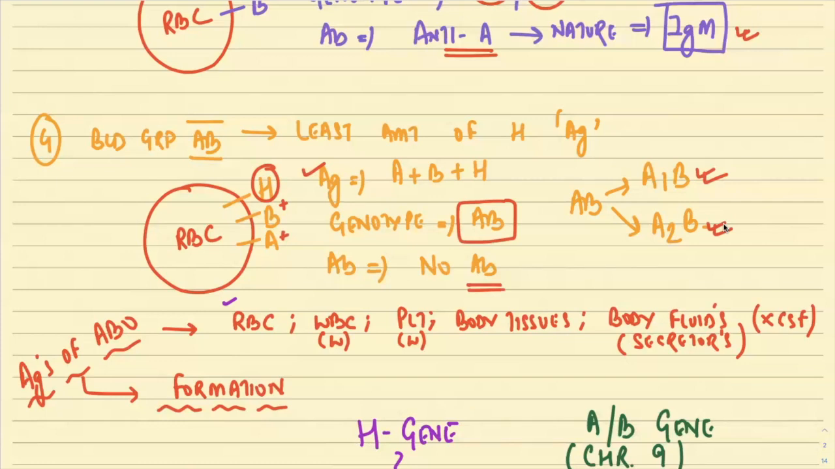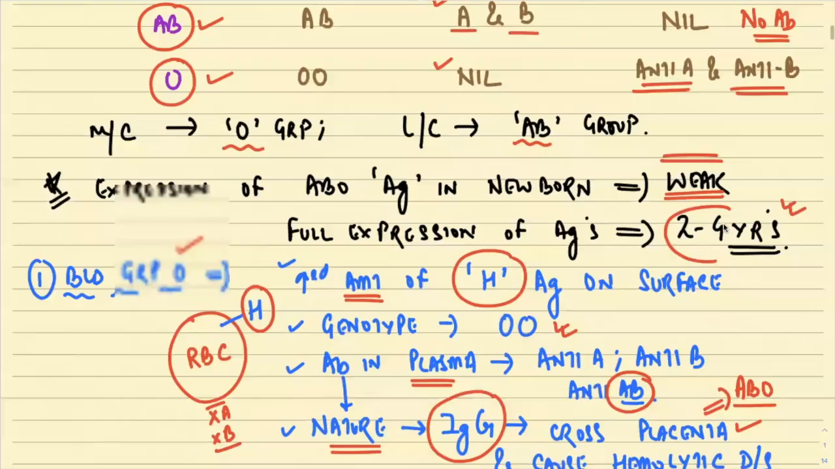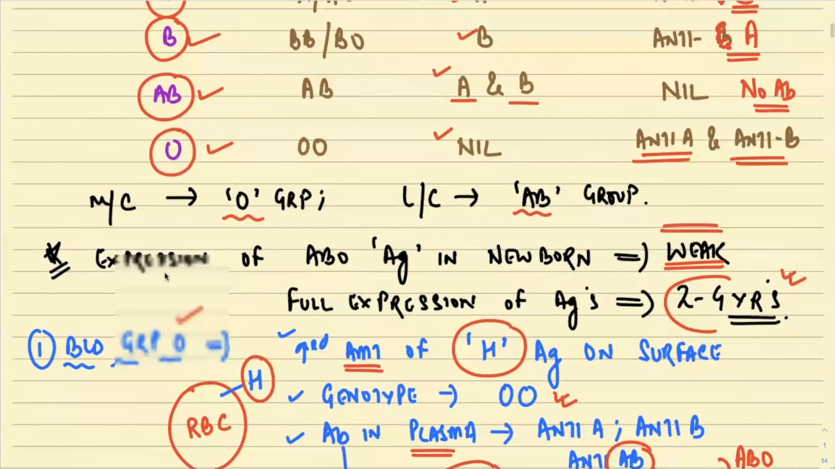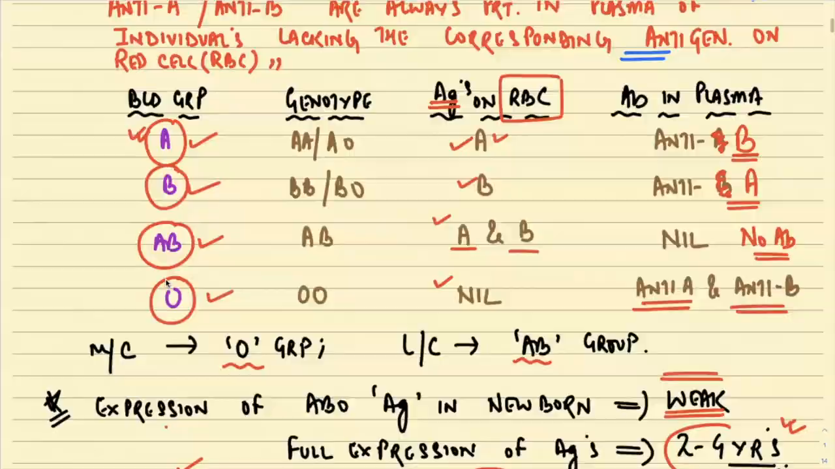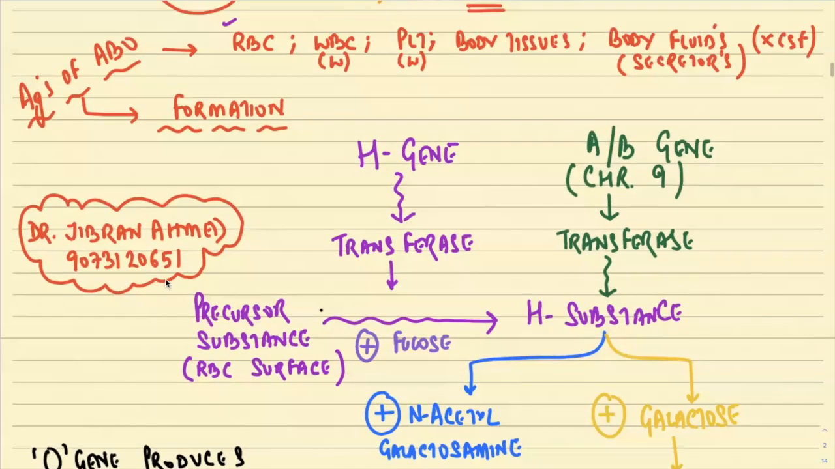Any doubts with regard to the blood groups, the location of the antigen, the location of the antibody, Landsteiner's law, genotype, and the nature of antibody? Is it very clear to everyone? Any doubts? No, sir. Okay. I'm going very slowly because it is going to become a little bit difficult as we move ahead.